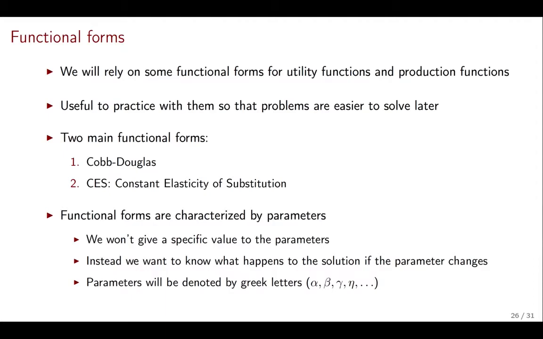But here is the important part. It is not the exact value. It's not if alpha is 0.5 or 0.6 or 0.3. That's not what matters. What matters is to understand the abstract role of alpha and what happens if, say, alpha is higher or lower. What happens to the decisions of agents? Okay, with that out of the way, let's talk a little bit about the Cobb-Douglas function.